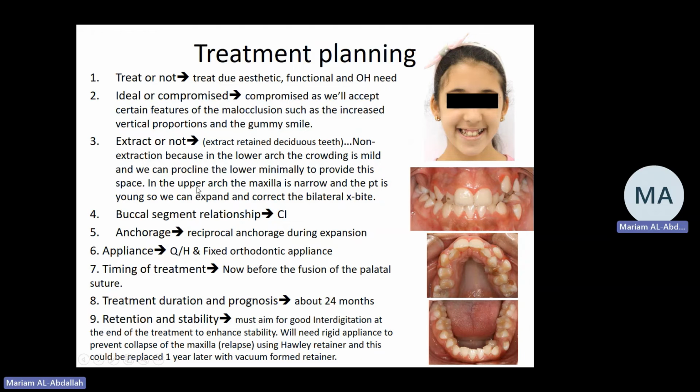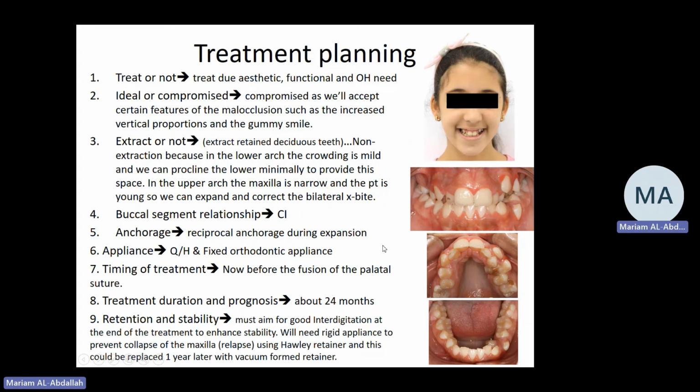What about the buccal segment relationship at the end of the treatment? Since I'm not going to extract in the upper or the lower, then I'm planning to achieve class 1 molar relationship bilaterally. To be more accurate, I want to maintain the class 1 molar relationship bilaterally. Anchorage demands: since I'm not planning to move teeth anterior posteriorly that much, there is no extraction. The majority of the changes is going to be transversely. I'm planning to expand, and this will give me reciprocal anchorage, which is enough. So anchorage is under control.